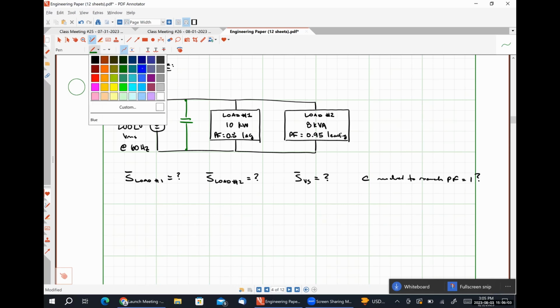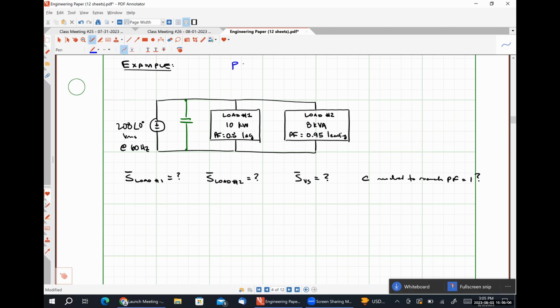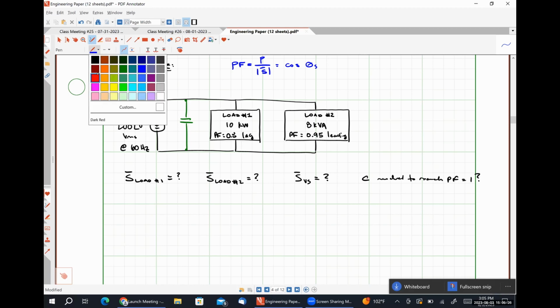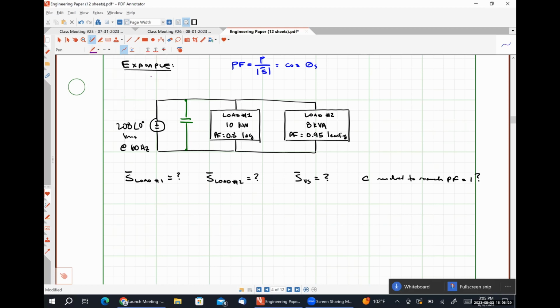So I'm going to write down some review relationships here. The most important one is that the power factor is, by definition, average power divided by apparent power, and this is also the cosine of our power factor angle. From this, we pretty much have everything that we need. So if I wanted to find the average power absorbed by load 1, let's talk about what I know about load 1. This 10 kilowatts right here, what does it represent? Average power, apparent power, or reactive power?